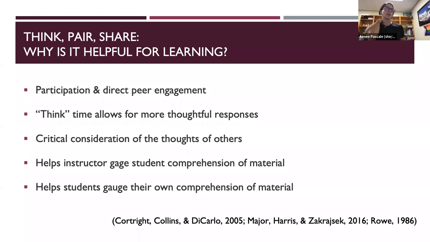So it helps to encourage participation and direct peer engagement, right? It can also help students get to know different people in the class. You might say, okay, turn to somebody to your left, or even rows turn behind you, odd rows turn in front of you, something like that. It also helps students consider the critical thoughts of others. It helps the instructor, again, gauge student comprehension of material, and also helps the students gauge their own comprehension.